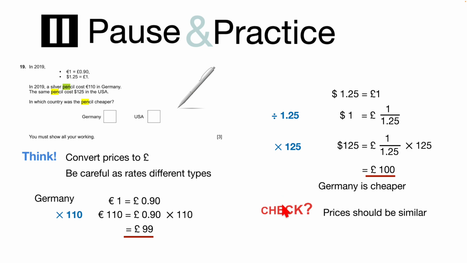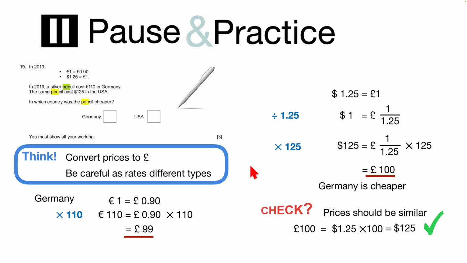Check. Prices should be similar. Well, they're very similar. I think we're going to work out this one. Yes, £100 is equal to what? Let's work it back. $1.25 times 100, because a pound is equal to $1.25. It was $125, and that's what we started off with. So I'm pleased with that.